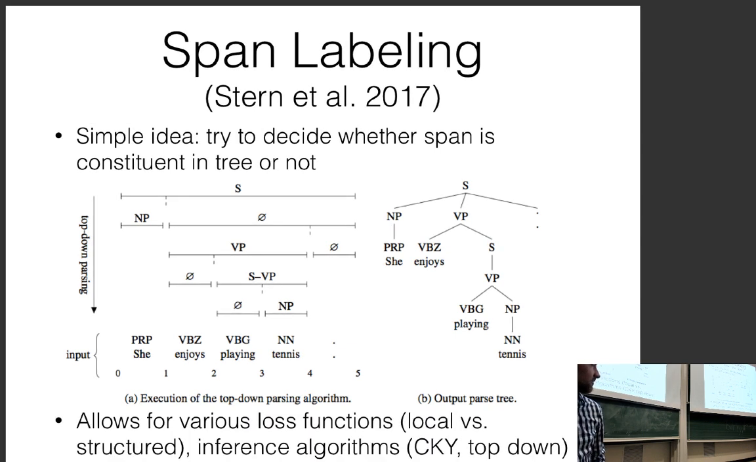This allows for various loss functions, like a local versus a structured one, or inference algorithms like a CKY versus a top-down one. And one of the interesting things they show in this paper is that actually if you have a really strong feature extractor like an LSTM or something like this, you can get away with relatively simple loss functions and inference algorithms.